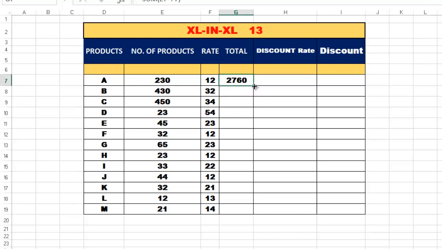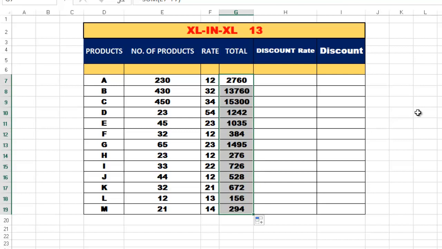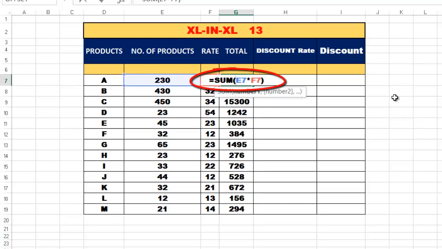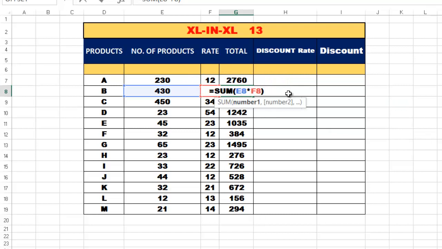Now I simply drag down the formula and copy it to the remaining cells with the help of the fill handle, and you will get the total of each product. Now see here, in the first cell the relative references are E7 and F7. In the second cell it is E8 and F8. It means while copying down the formula we saw that the relative cells are changed, and this is the default behavior of relative cell referencing.